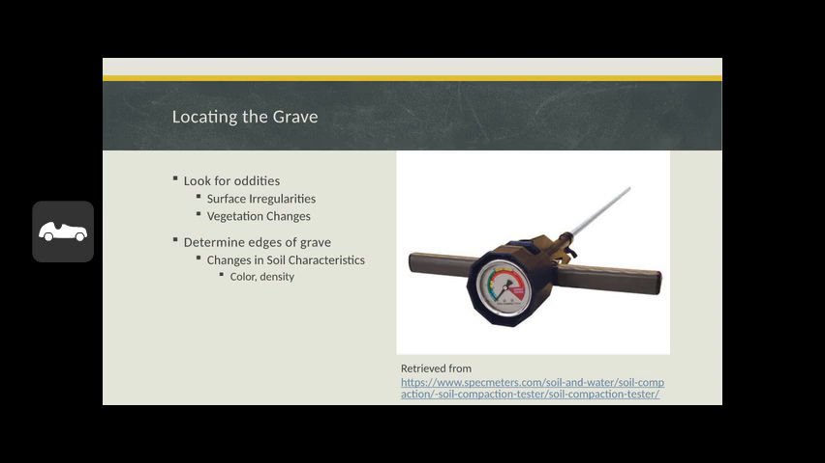For example, this includes irregularities on the surface, such as large mounds or signs of human interaction, and noticeable changes in the vegetation, such as a lack of grass in certain areas, unrooted trees, or patches of dead plants. On a smaller scale, the edges of the gravesite can then be determined based on changes in soil characteristics. There will be a distinct color change between the disturbed and undisturbed soil. Additionally, disturbed soil will have a lower density than soil that has not been touched. Density of the soil can be measured using probes in meters, such as the one pictured here.